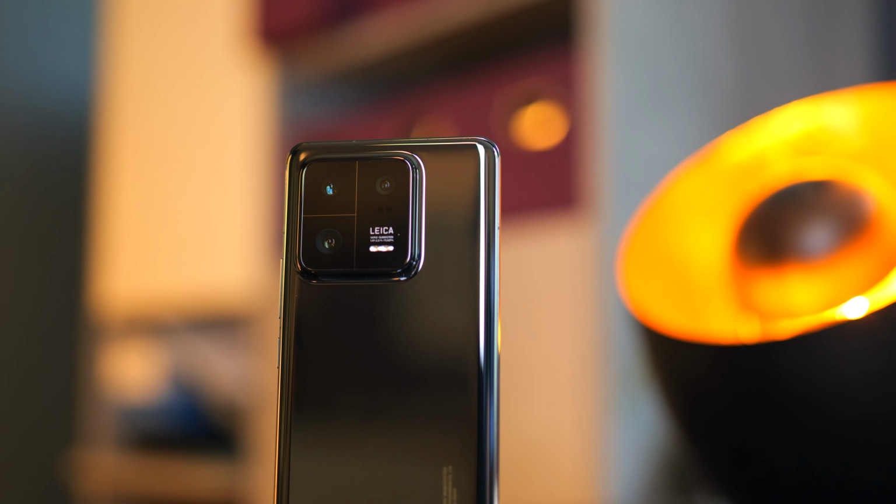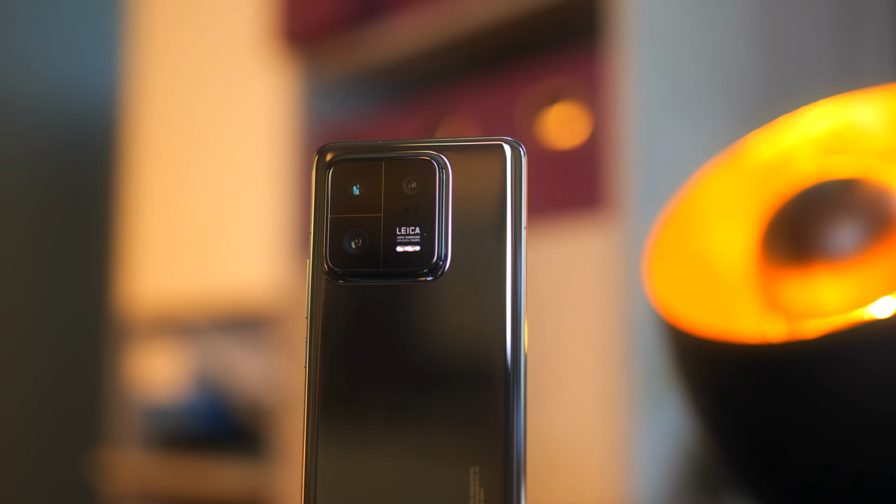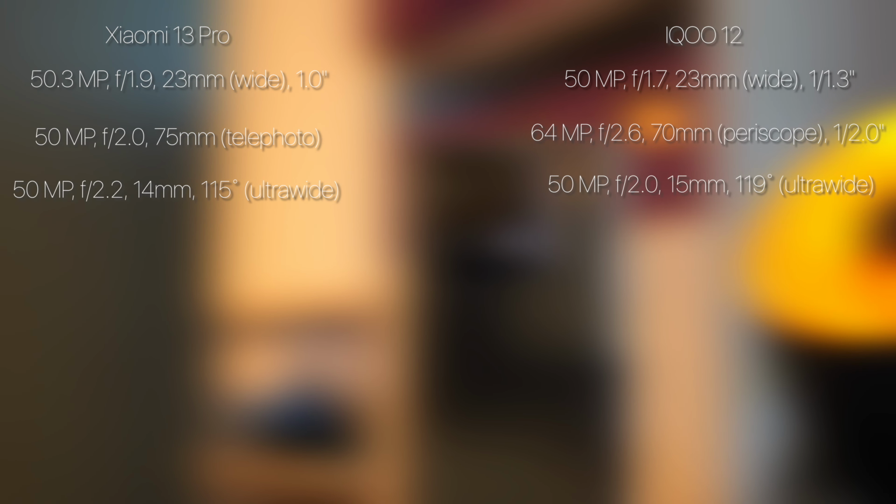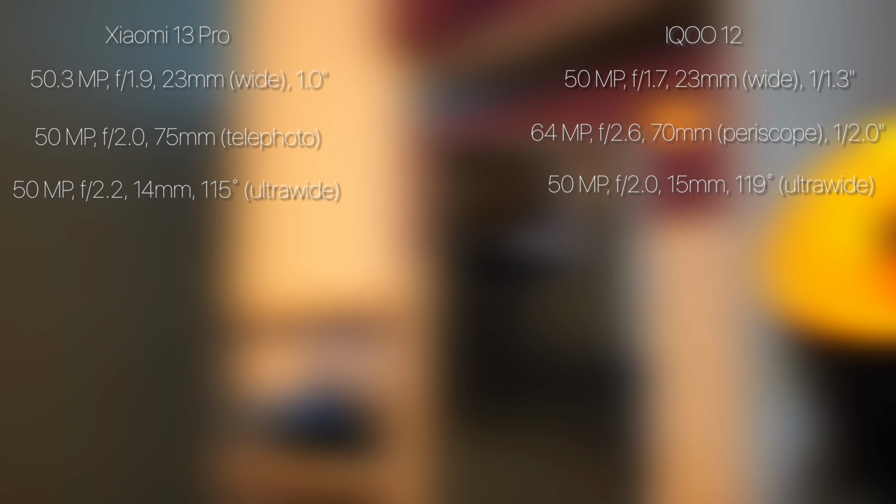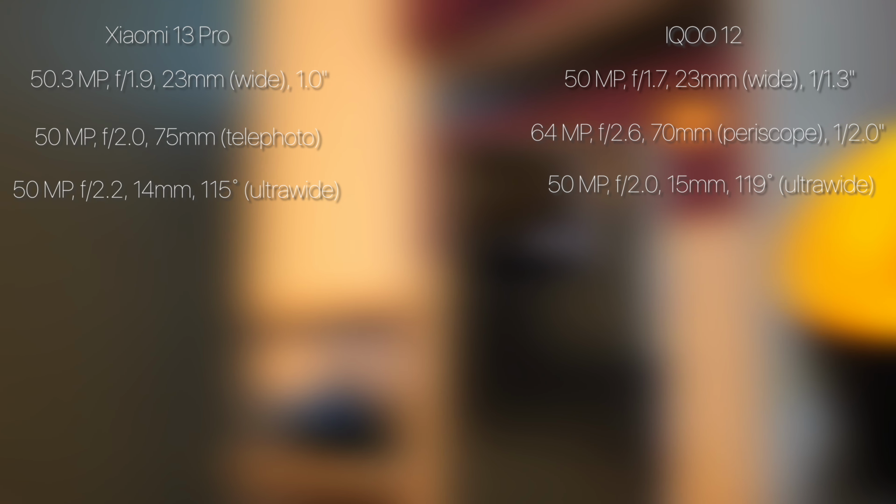Anyway, let's talk about specifications first, and then we'll talk about the comparison between both of these. So let's straight away begin with the main camera. When it comes to the main camera on the Xiaomi 13 Pro, we get a 50.3 megapixel, 1-inch sensor and an f-stop of 1.9. Then we get a 50 megapixel main sensor on the IQOO 12 that has a 1.7 aperture and a 1/1 inch sensor size.